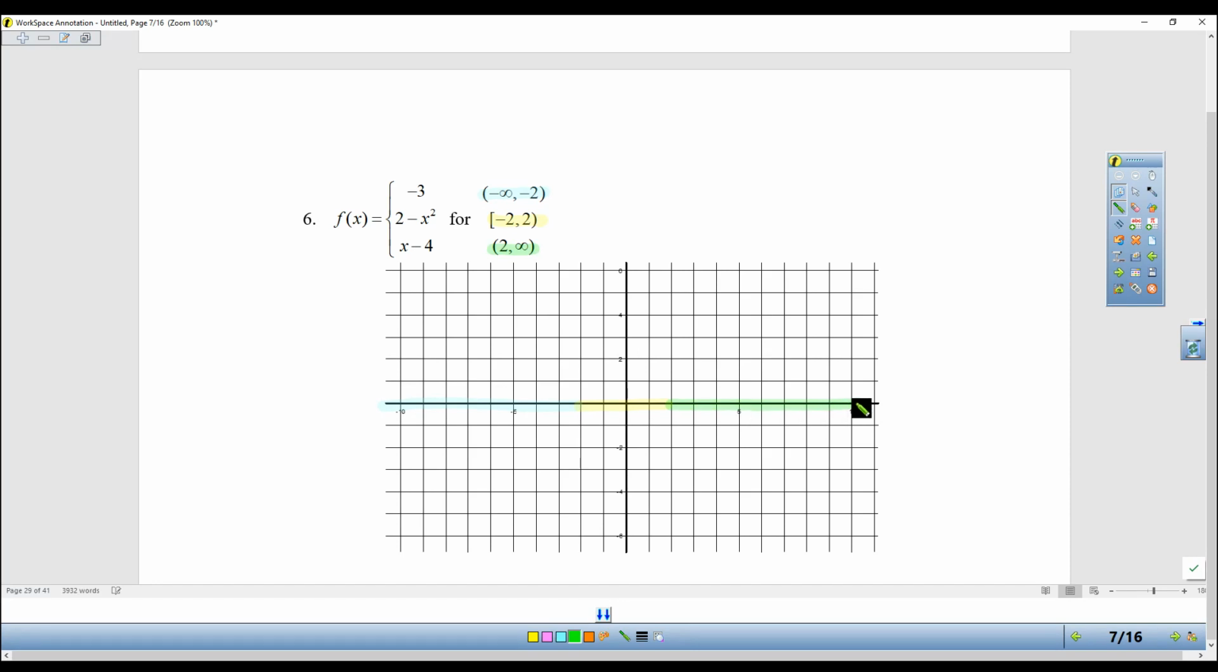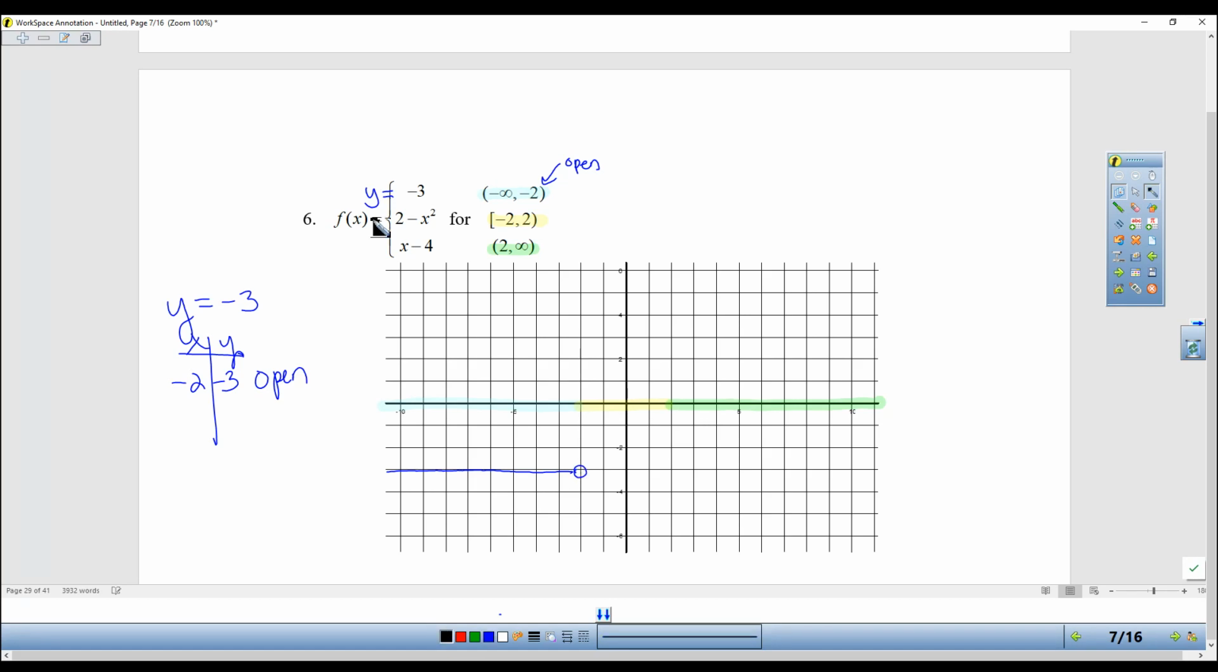So for some people, it helps to think to themselves, okay, I'm going to have a section of graph in this blue section and this yellow section and this green section. Let's see if this works for you. So in the blue section, this is my blue one. Y is equal to negative 3. Remember that that's just a flat horizontal line at negative 3. And when I get to the point where I have to stop, the one point that I want to plot is negative 2. I want an open circle. And what is y? Well, y is always negative 3. Okay. So an open circle at negative 3.